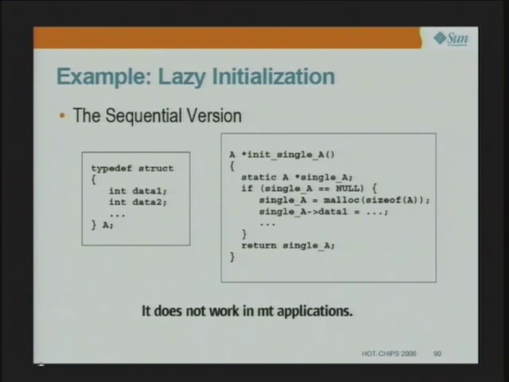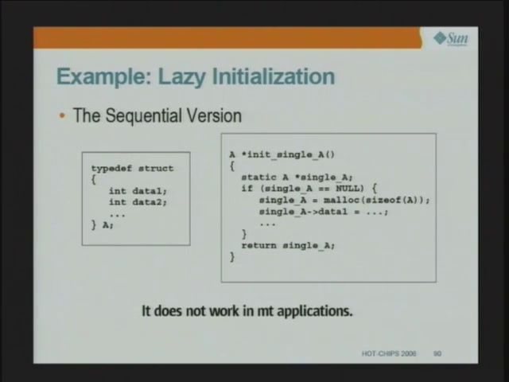So here I use an example, the famous lazy initialization example, to illustrate the idea. Basically, you have a data structure of type A, and you want to create only one singleton of this type in your program. So you put it into a routine and make this singleton a static variable. In the sequential version, you will write it this way.